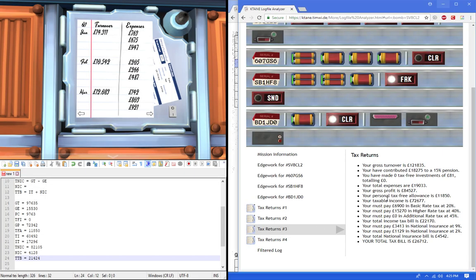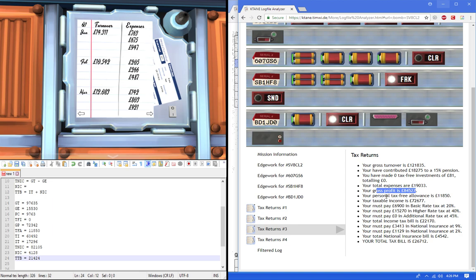So your gross turnover is 121,835. Your total expenses is 19,033. I've contributed 18,275 to a 15% pension. So there should be a 15% pension because the number of lit indicators equals the number of unlit indicators. And our tax-free investments is 0 because there's no ports. So you can't multiply 81 by 0.